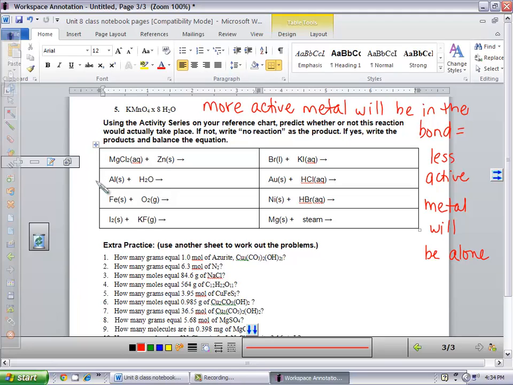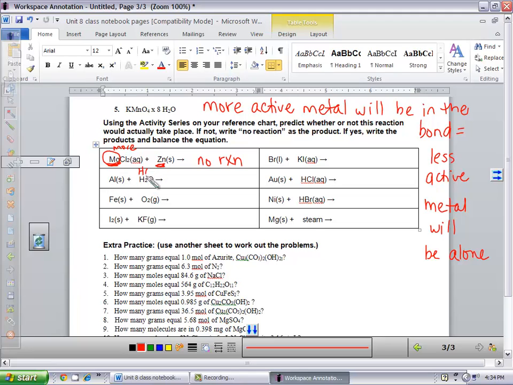Okay? So let's look. If you look on your activity chart, you'll look between magnesium and zinc. Magnesium is a metal and zinc is a metal. Okay, so these are the two that are competing for the chlorine. When you look at those, you'll notice that magnesium is the more active metal. He's more active. Okay, if he's more active, then he gets to be in the bond. Well, he's already in the bond, so there won't be a reaction. Zinc cannot compete.